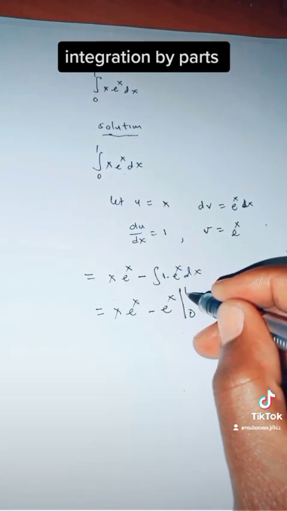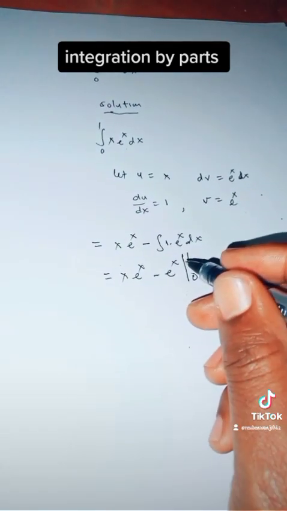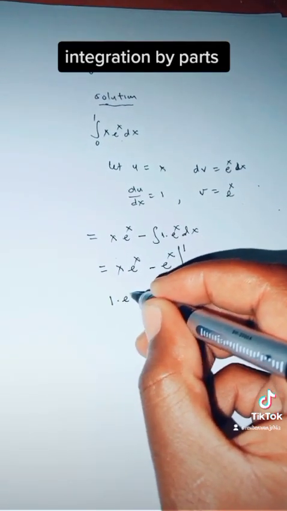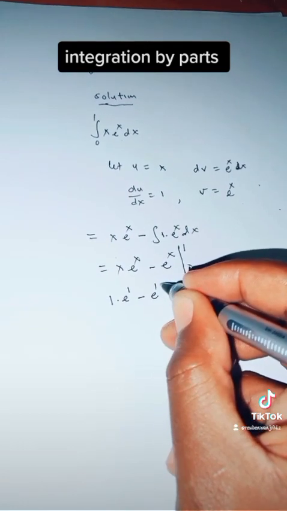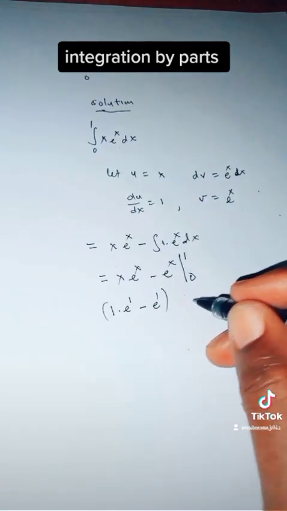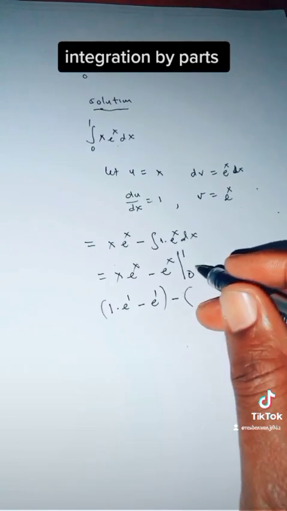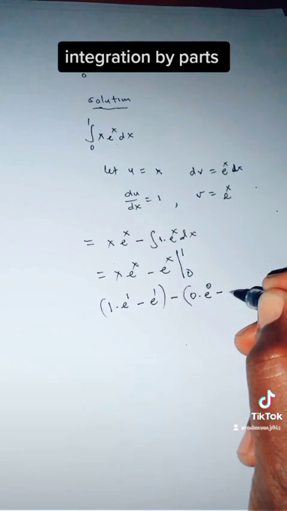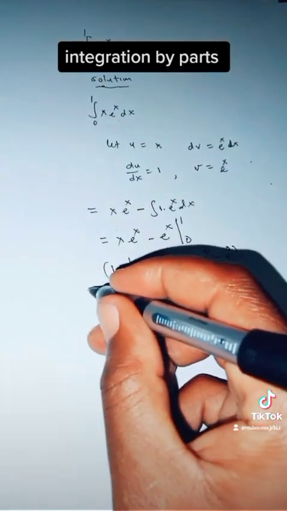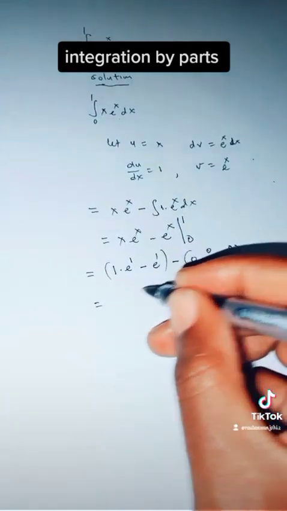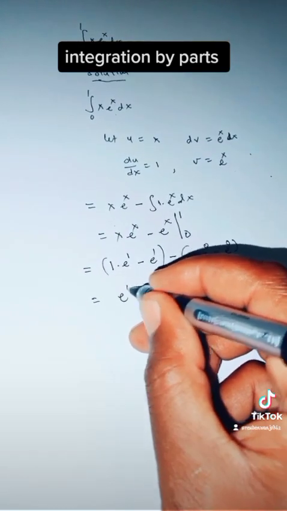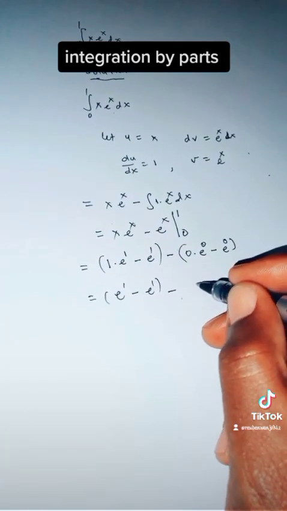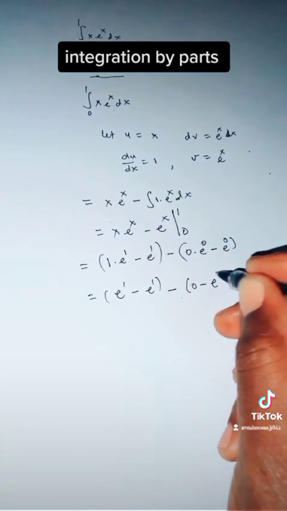So I'm going to place my limits here. So when I substitute 1 in the entire expression, I'm going to have 1 times e to the 1 minus e to the power of 1. And then when substituting 0, I will have 0 times e to the 0 minus e to the 0. And this now becomes 1 times e to the 1, that's e to the 1 minus e to the 1. And then 0 times e to the 0, that's 0 minus e to the power of 0.